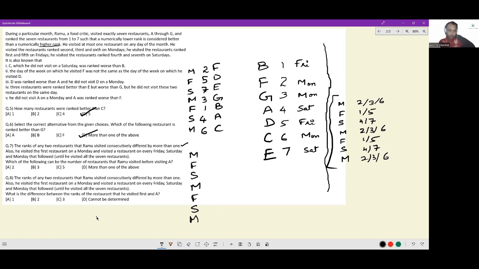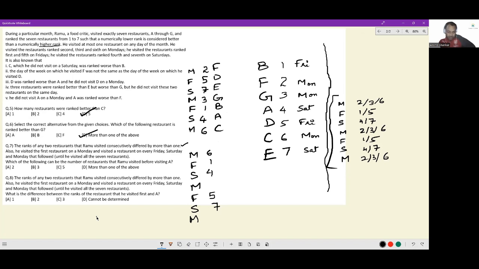Now the last case would be when I start off with 6 in the beginning. As soon as I put 6 in the beginning, 5 cannot come in the next spot. 1 would have to come. As soon as 1 comes here, 5 comes here. As soon as 5 comes here, 4 cannot come in the next spot. So 7 would have to come. As soon as 7 comes here, 4 comes here.